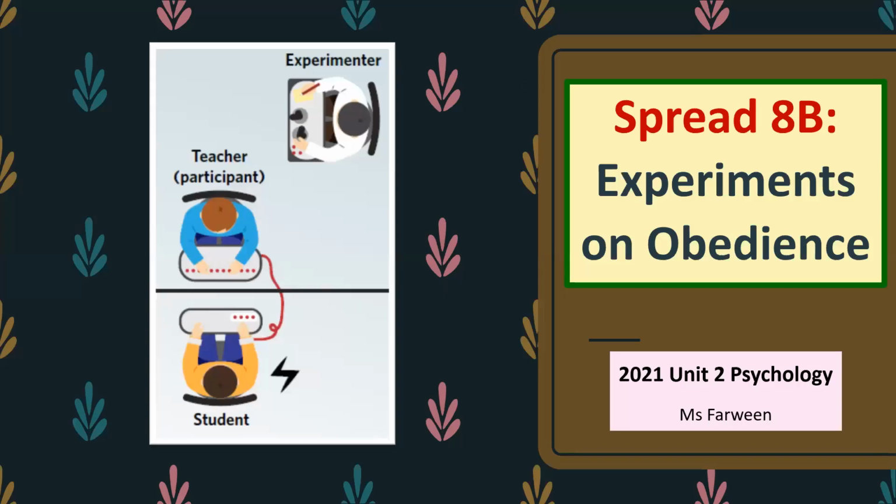So today we're going to start with spread 8B, and spread 8B looks at another type of experiment on one of our social influences on behavior, which is obedience. Today we're going to be learning about what obedience is, what the factors are that can influence how obedient we are, or in other words, how not obedient we are, and also a key experiment that showed us the nature of obedience and how humans obey commands from authority.